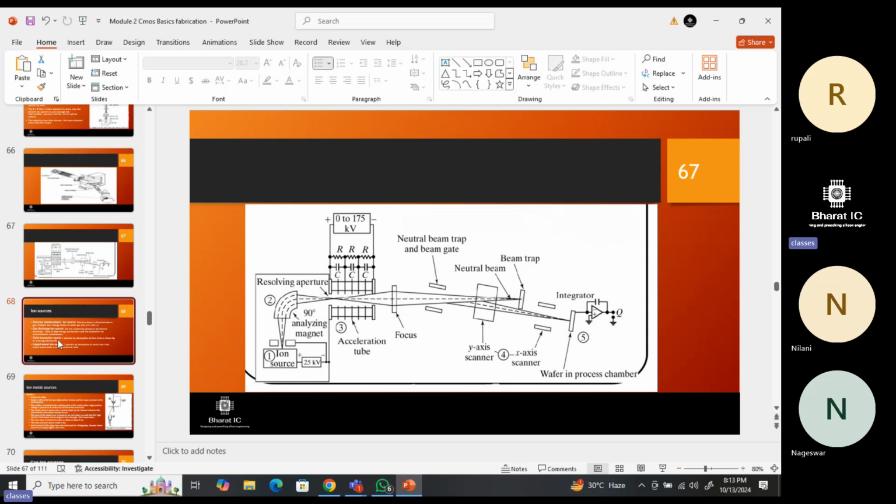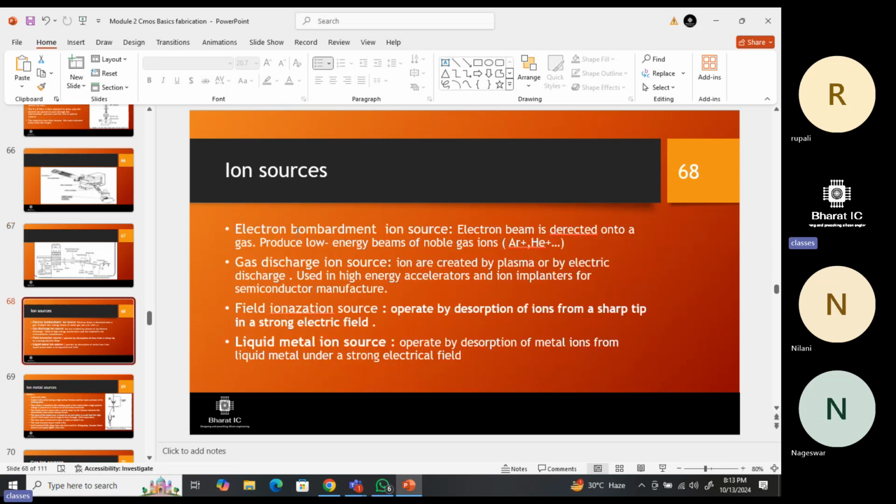Like what ion source: electron bombarded ion source, where an electron beam is directed onto a gas. Like what are the ion sources, how is the ion source created? You know that with a metal, gallium, or a gas like hydrogen, helium, that's fine. But how is the ion source created from them? Electron bombarded ion: the electron beam is directed onto the gas, producing a low energy beam of a noble gas ion, which is Ar plus or He plus.